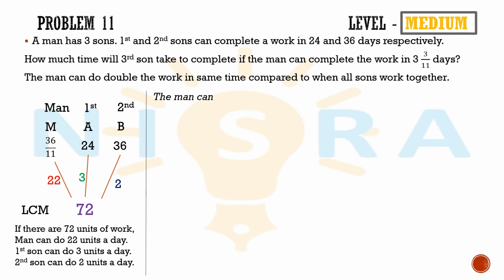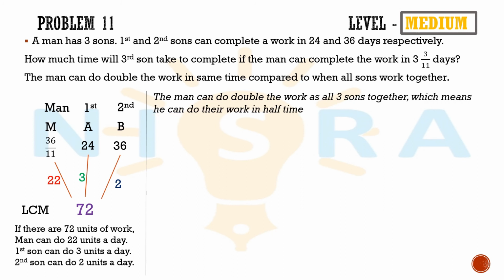From the problem statement, we know the man can do double the work as all 3 sons together, which means he can do their work in half time. So the time taken by the man will be 1 and all 3 sons together will be 2, and the efficiency of the man will be 2 and all 3 sons together will be 1.